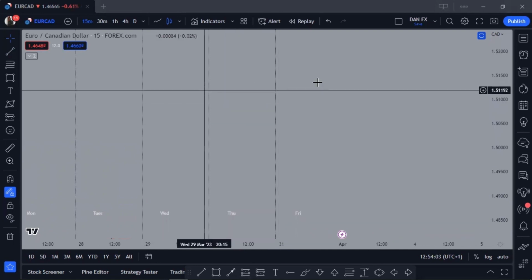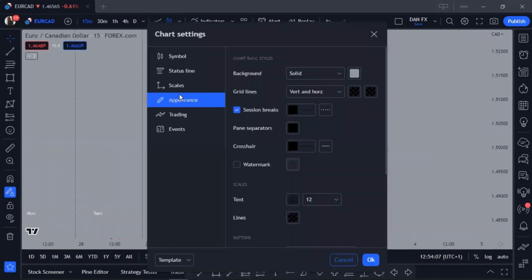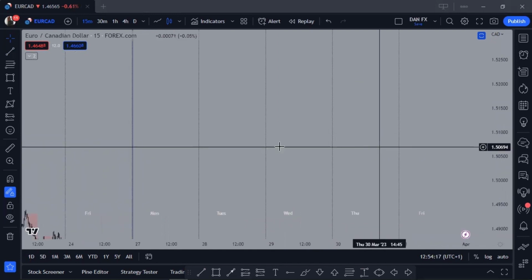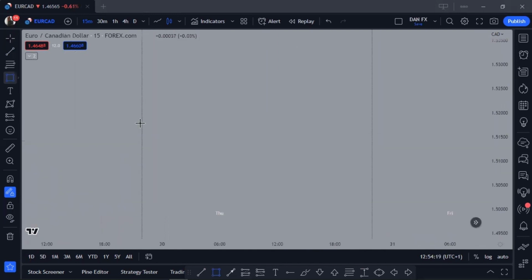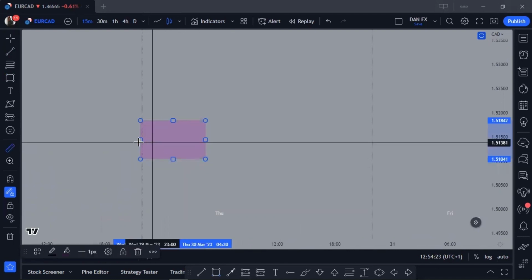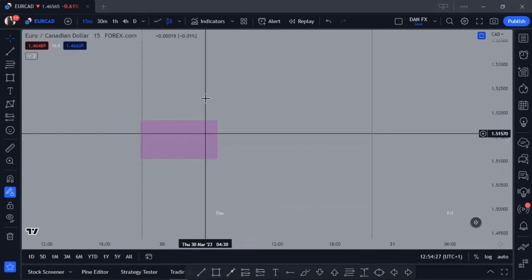In order to get these session separators, you have to go to settings, then appearance, and session breaks. Once you turn this off, it will disappear, and once you turn it back on, it will be there. So now the Asian session starts from here and lasts for about 8 hours.